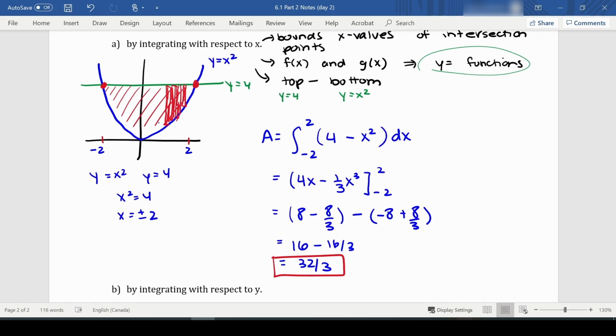We're going to repeat this same thing, but just visualizing this in a different way. Right curve minus left curve, integrate with respect to y. Therefore, our upper and lower bounds are y values, and we need to think of these as horizontal rectangles.